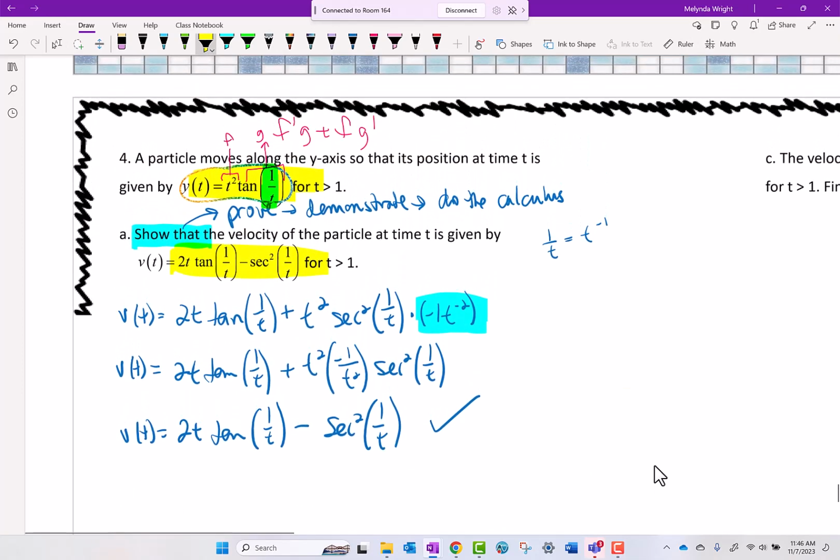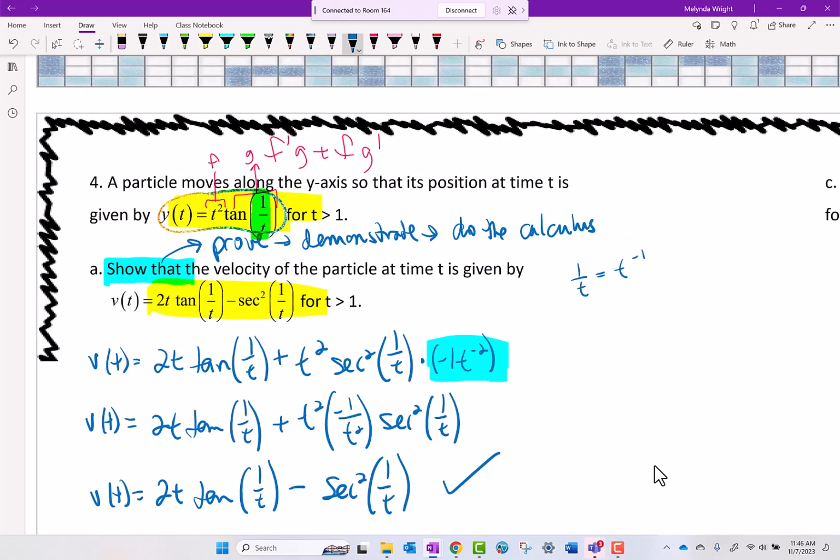It says that the particle is moving along the y-axis. So it's basically going like this, right? It's going up and down along the y-axis. So how am I going to tell? Let's think back to particle motion.